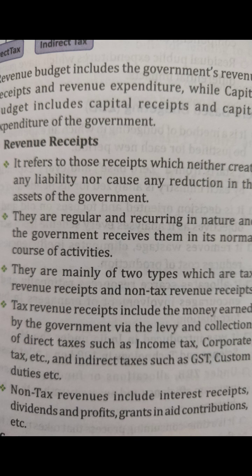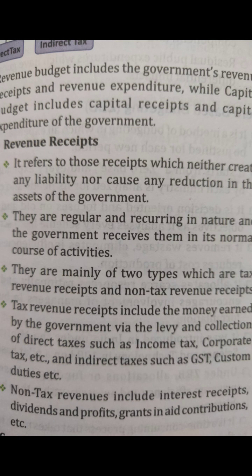Alright, let's break it down even more, step by step, in the simplest way possible. What are receipts? The government, like any household or company, needs money to function. The money the government earns is called receipts. Just like a family might earn money from a job, rent or savings interest, the government earns money from different sources. These receipts are divided into 2 main parts.